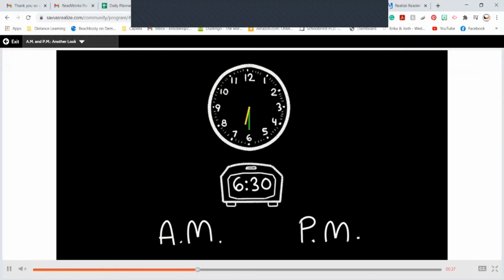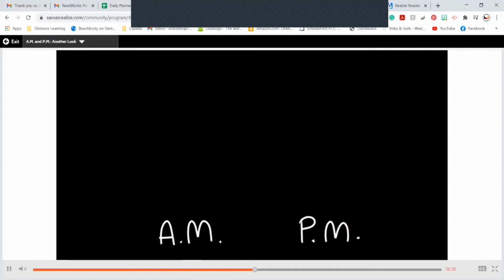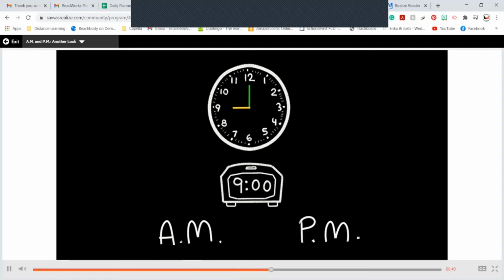Let's try another one. What if you eat breakfast at 6:30? Is that AM or PM? You would eat breakfast at 6:30 a.m., not 6:30 p.m., because you eat breakfast in the morning. What if the clock says 9 o'clock and you're getting ready for bed? Would that be AM or PM? You would be getting ready for bed in the evening, so that would be PM. What if you were eating dinner at 6:30? Do you do that in the morning, before noon, or in the evening, afternoon? You would eat dinner in the evening, so that would be 6:30 p.m.